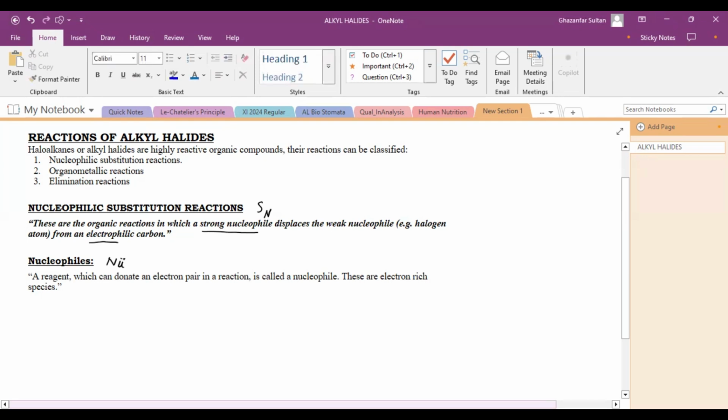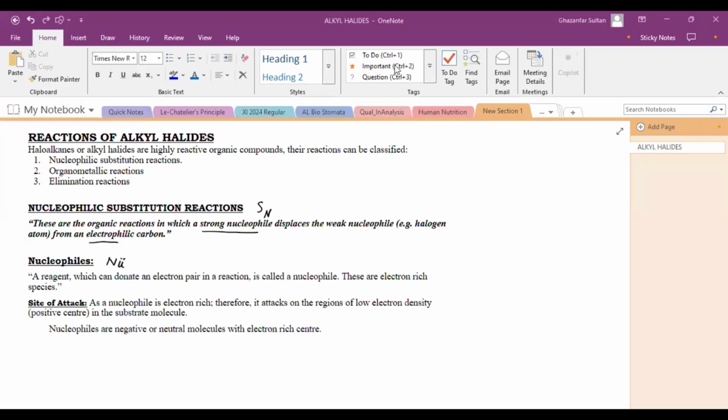So where does it attack? Now see, the site of attack for a nucleophile: as a nucleophile is electron rich, it attacks the region of low electron density, meaning the positive center, that is the partial positive carbon in these cases that we are going to discuss, in the substrate molecule. Substrate molecule means where it is going to attack. So the target molecule in today's lecture is alkyl halide.